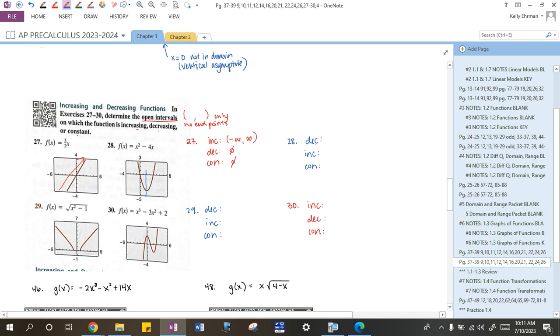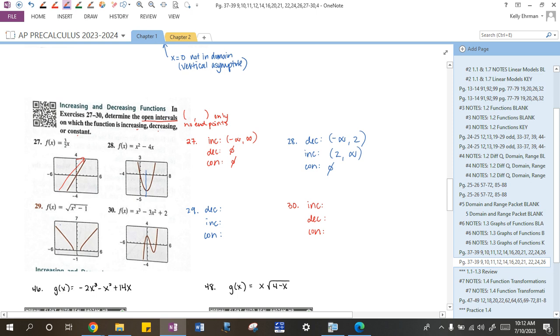28, I listed this out as decreasing first. So from negative infinity until the vertex. The vertex looks to be at 2. You can confirm that. We will be doing the vertex formula in chapter 2, but I think you can kind of figure out that's 2 when you hit the lowest spot. So decreasing from negative infinity to 2. Increasing from 2 to infinity. There is no constant or horizontal section in there.